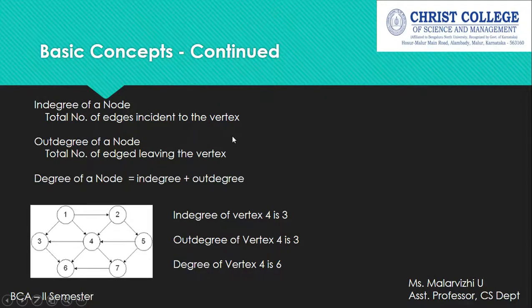What is called the degree of a node? Degree of a node is nothing but in degree plus out degree. How to calculate the in degree? The number of edges incident to the vertex is called in degree and the number of edges leaving the vertex is called out degree.